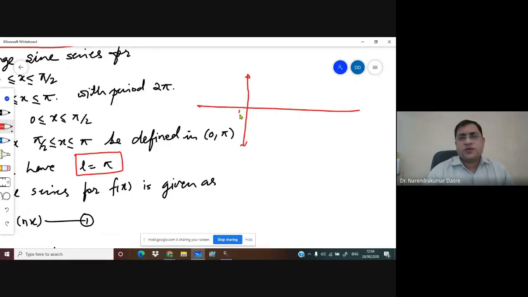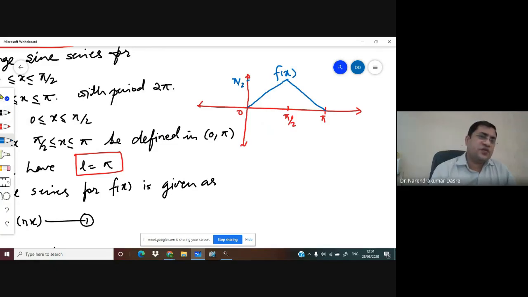Okay, so this is going to be 0. Here we have pi by 2, and here we have pi. So you can see the graph of this function will be, from 0 to pi by 2, so this is going to be pi by 2, it is x, and after that it is pi minus x. So it will be like this. So this is your f of x.